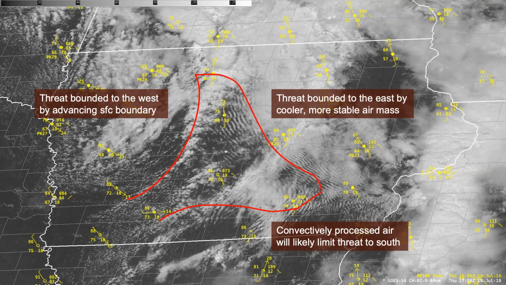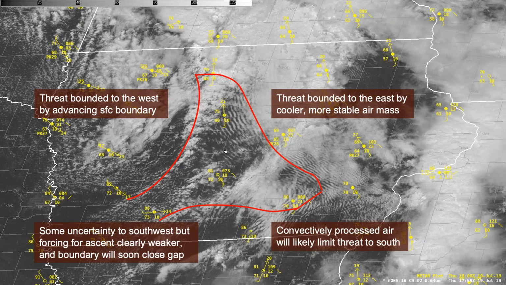at least for the next few hours, it's safe to assume that there is no significant threat of surface-based effective inflow from this region. There is some uncertainty as to the southwest extent of the threat, and you can see some open cell cumulus forming in that area, but the advancing boundary from the northwest should narrow that corridor quickly.